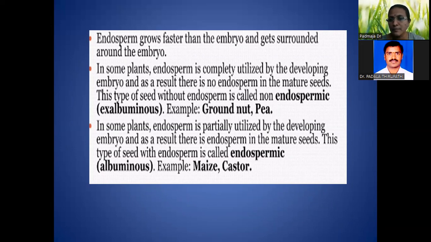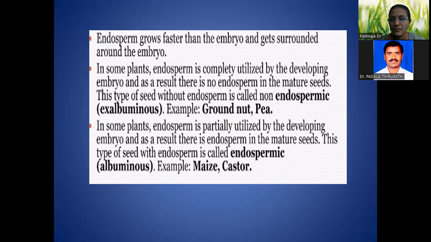That may be an important bit. They may ask: non-endospermic seeds are also called exalbuminous seeds, meaning not having the endosperm. They are mainly seen in groundnut and pea. And in some plants, endosperm is partially utilized by the developing embryo. As a result, there is endosperm in the mature seeds.